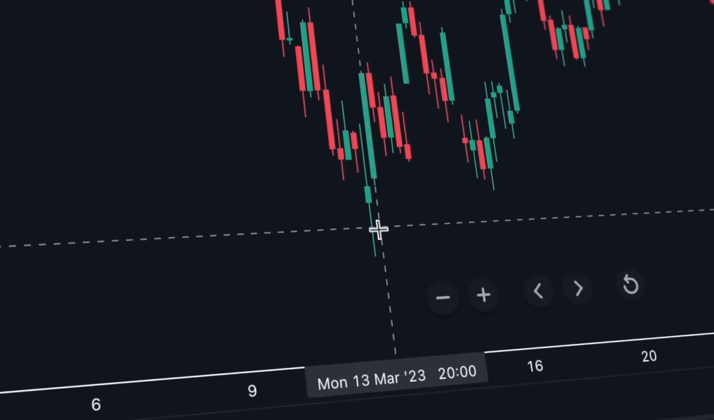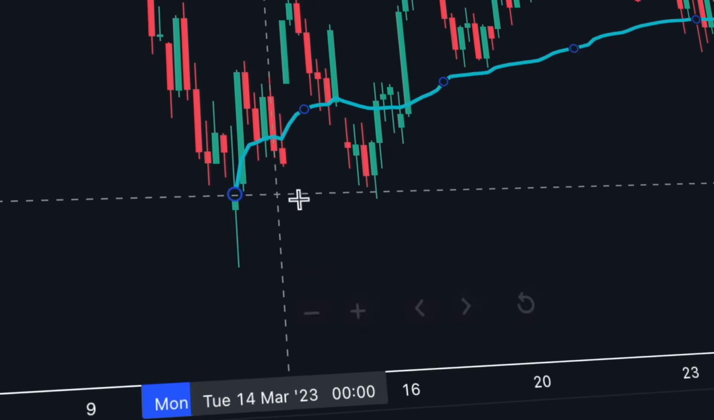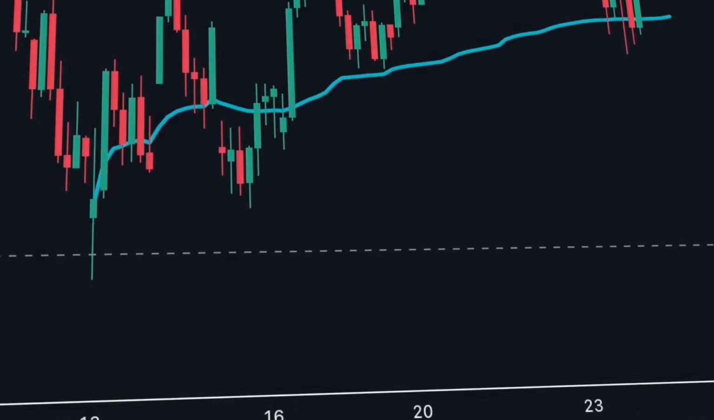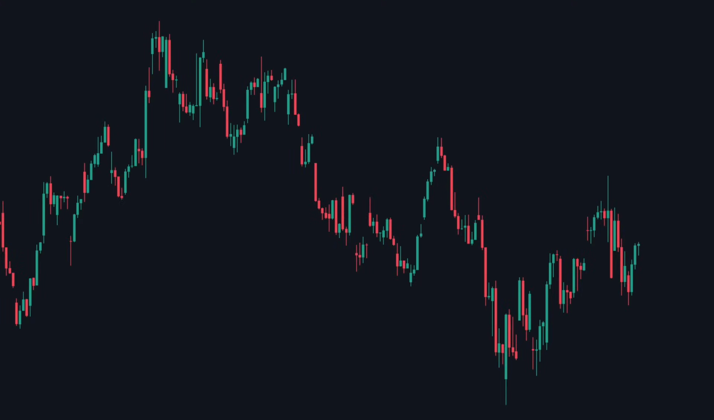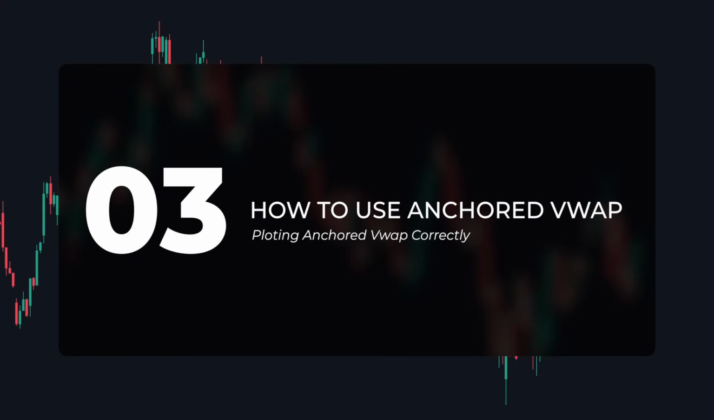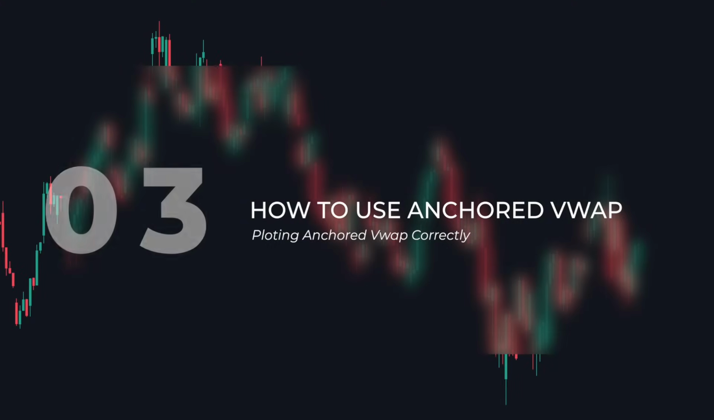Once selected, you can click on any candle and the tool will plot itself starting from that price. But plotting the tool from random candles is useless, so let's understand how to use it. Topic 3. How to use the Anchored VWAP.